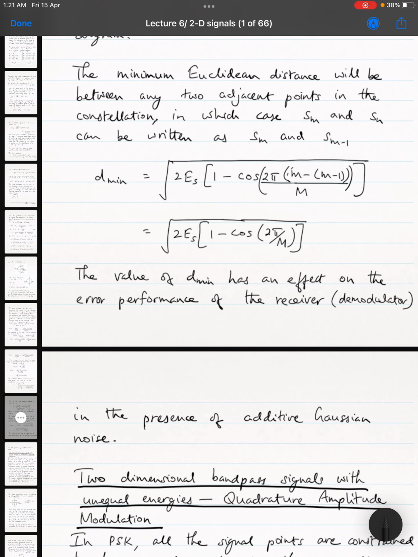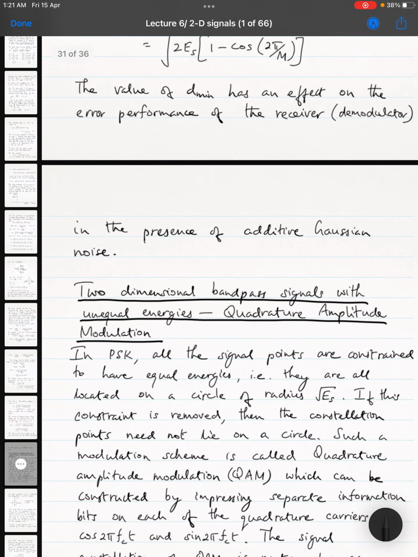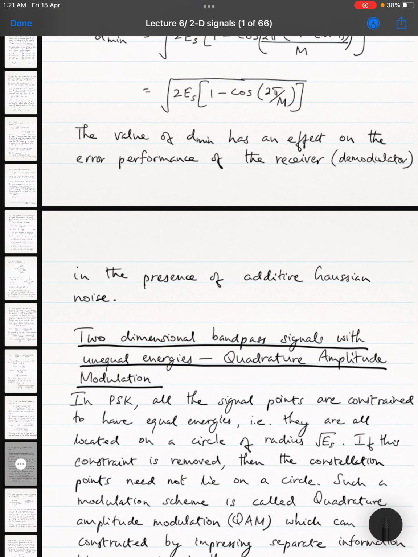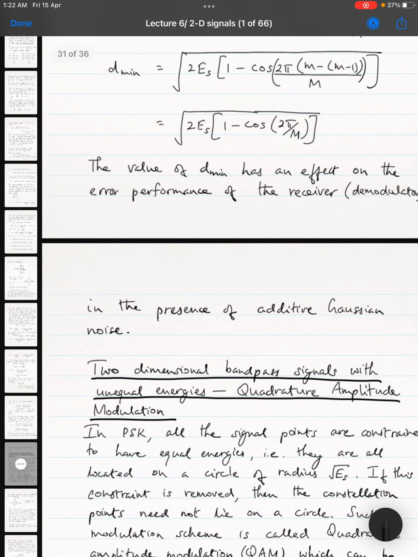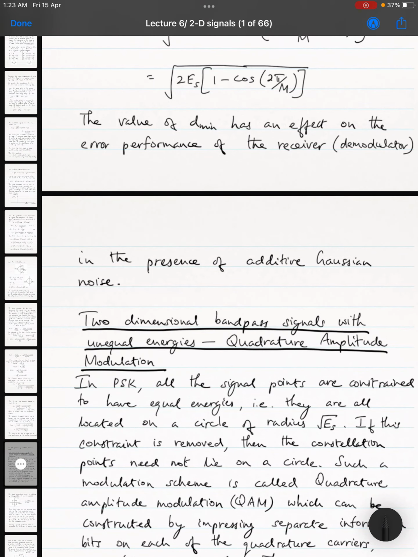We can calculate the minimum distance using the same formula by choosing two consecutive values of m, and this has an effect on the error performance of the receiver. When we design our signals in the signal space, we need to arrange the signal points in such a way that the minimum distance between the signals is as high as possible. If two signal points are very close to each other, the chance of one signal being interpreted as a different signal because of noise becomes high, and that increases the probability of error in the communication system. So it is essential that we design our signals in the constellation in an appropriate way depending on our channel conditions.